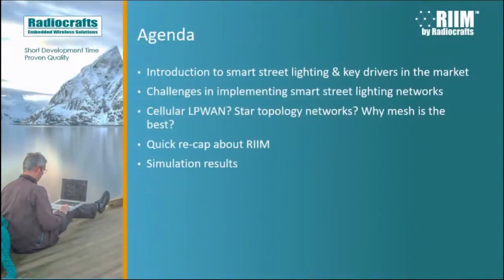So I will start by first introducing smart street lighting solutions and why they are gaining much attraction in the market these days. Then we will speak about some of their most common challenges in implementing smart street lighting networks. Then the possible RF connectivity options like low power wide area networks, cellular or proprietary, star topologies, or mesh. Then we will discuss a little bit about RIIM. Then we introduce the simulations results.